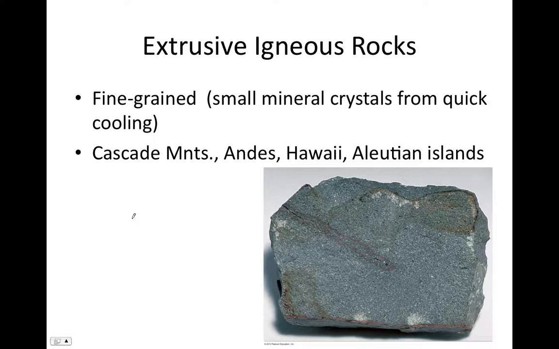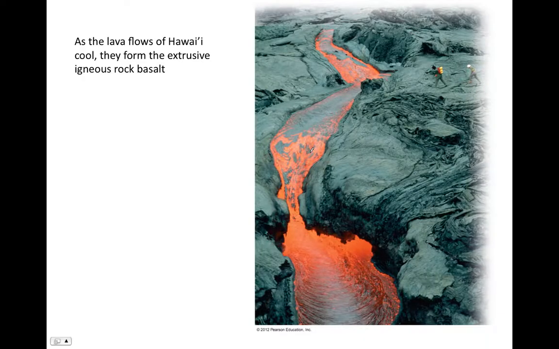You can usually find extrusive igneous rocks anywhere you have volcanism, like the Cascade Mountains, Hawaii, the Andes, or the Aleutian Islands. The Cascades, the Andes, and the Aleutian Islands are all subduction zones, and Hawaii is a hotspot. All have volcanism. So here, this lava flow from Kilauea in Hawaii is cooling rapidly at the surface to form the extrusive igneous rock basalt.